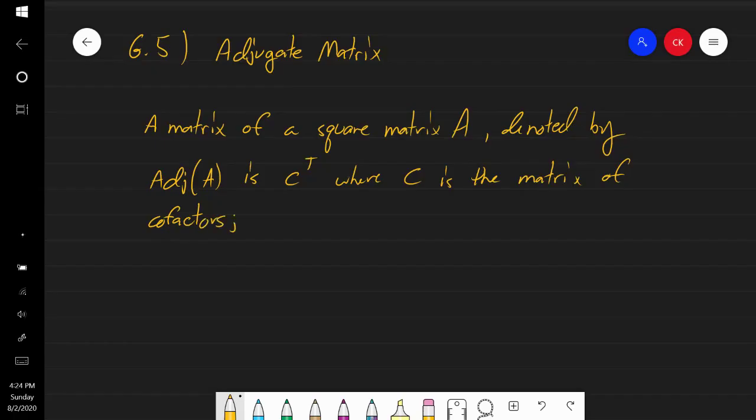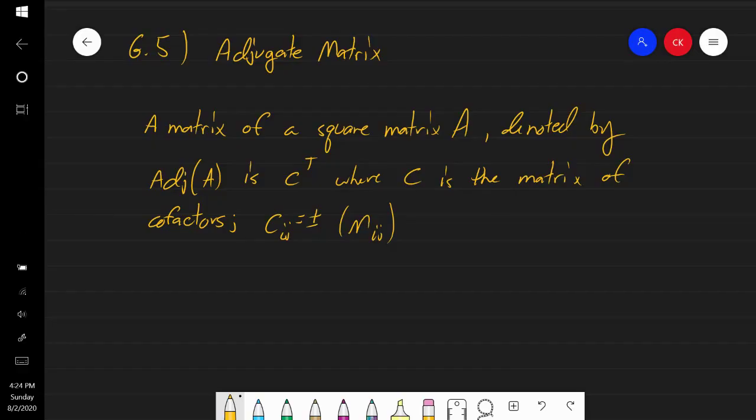Those cofactors are computed as some C_ij, and then we get a plus or a minus times the minor, and the minor here is the smaller determinant, M_ij, M standing for minor. Again, this plus or minus, we're going to have to determine based on a sign chart.